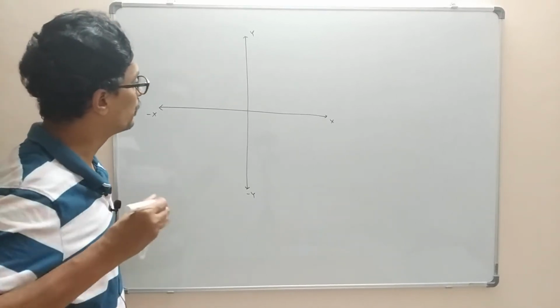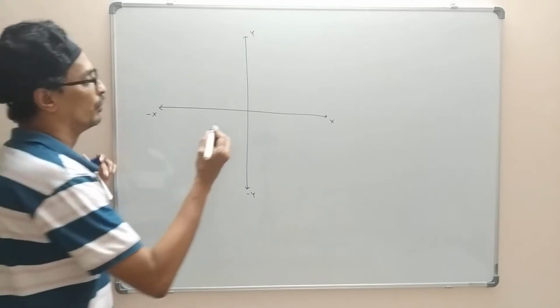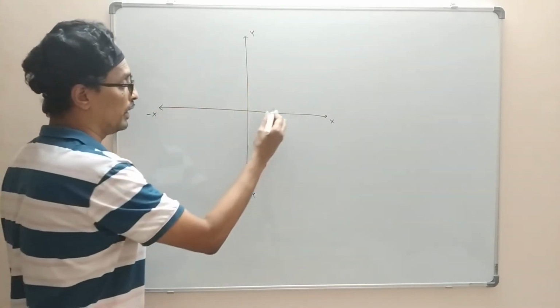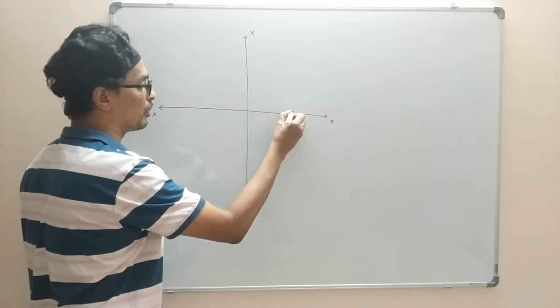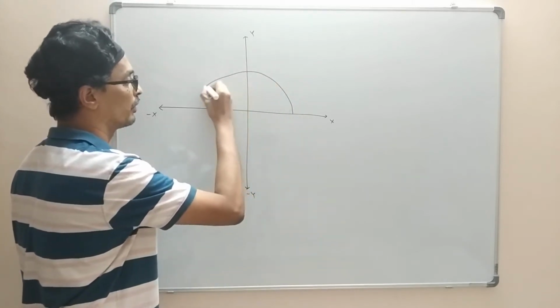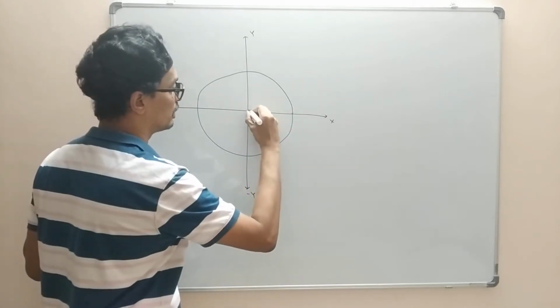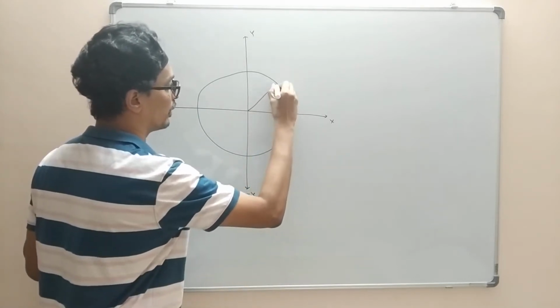Okay, so how do we get trigonometric ratios in an xy coordinate system? That is what we saw. We have to draw a circle of unit radius. The radius r is 1.